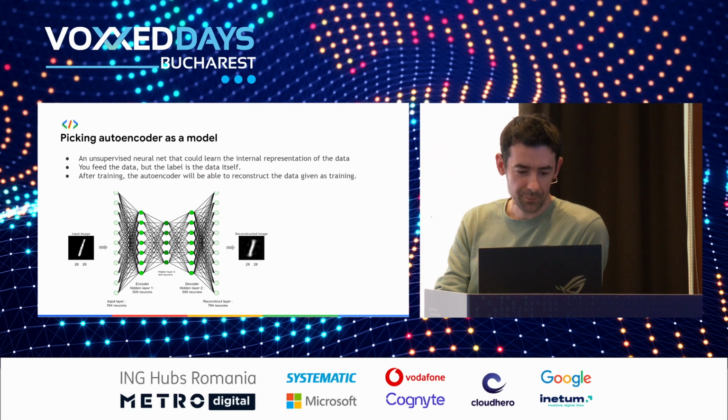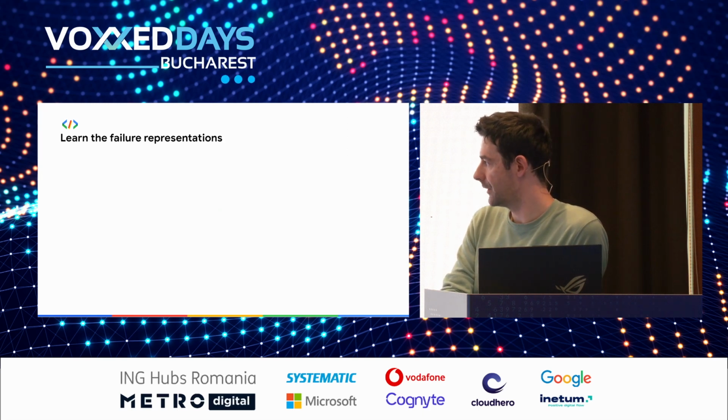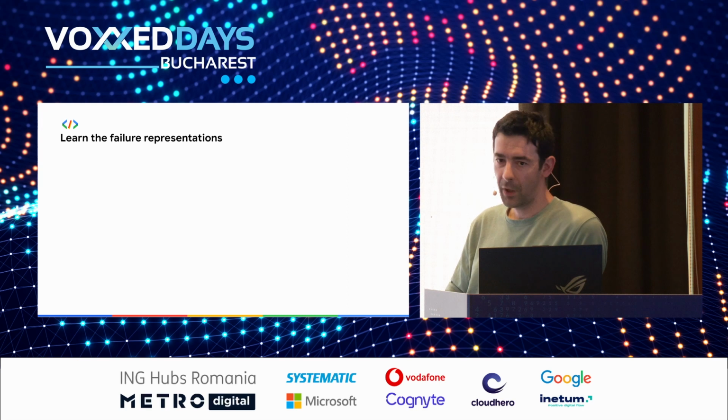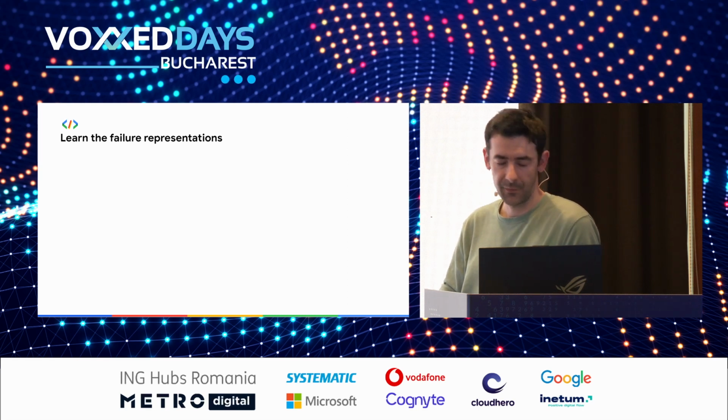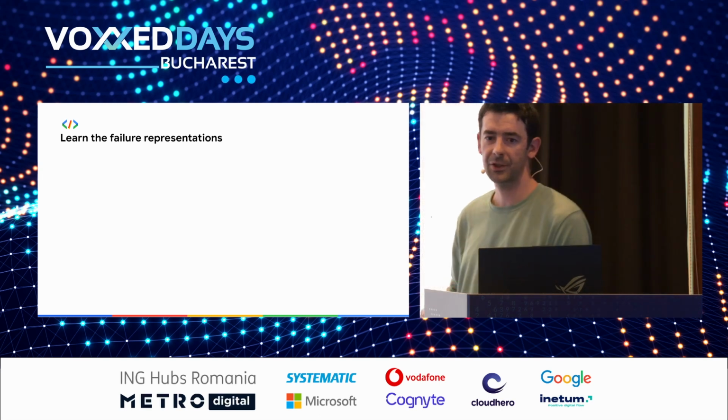Yeah, to recap here, after training the autoencoder, we'll be able to reconstruct the data that was given as training. So why do we need to have this autoencoder? What's the point with it? The point is that autoencoders are very good for anomaly detection.